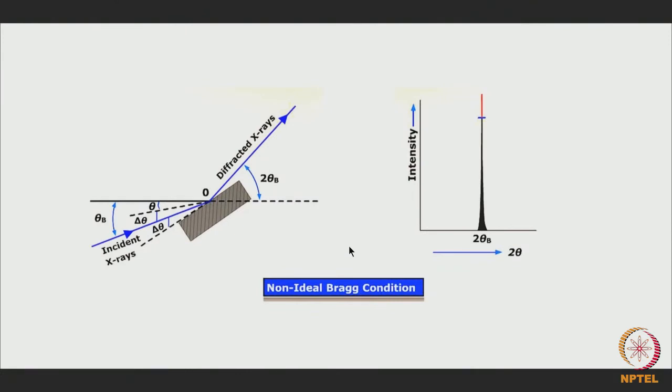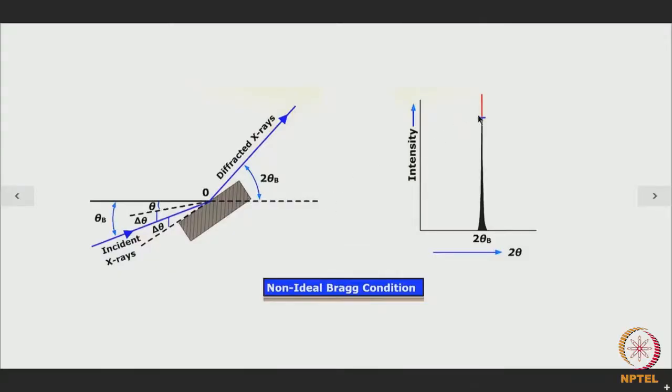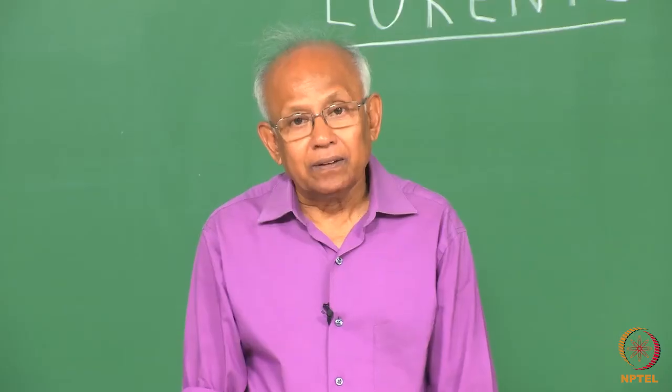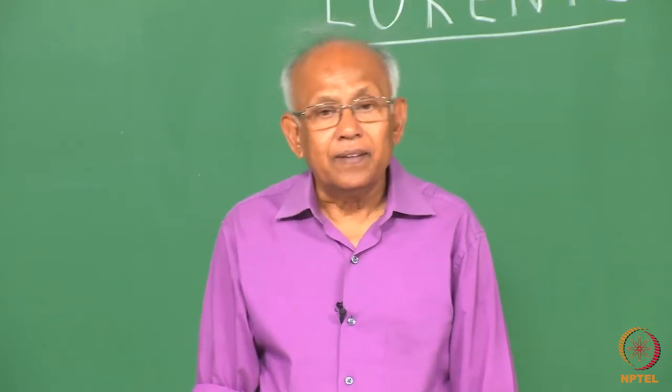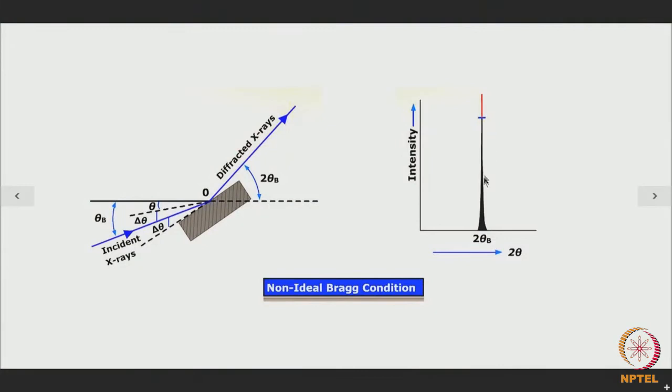And as I have already told you, under non-ideal Bragg condition, there will be some extra intensity which will also be there at the 2 theta b position. So, this much of intensity is due to the situation where exact Bragg law is satisfied, and this extra comes from the fact that even when the Bragg condition is not fully satisfied, there is a slight deviation of the incident angle from the Bragg angle, then also some intensity will appear at 2 theta b.